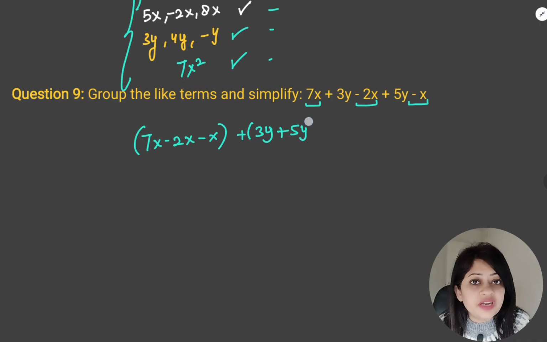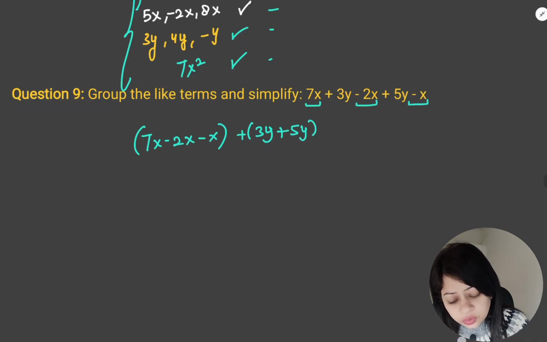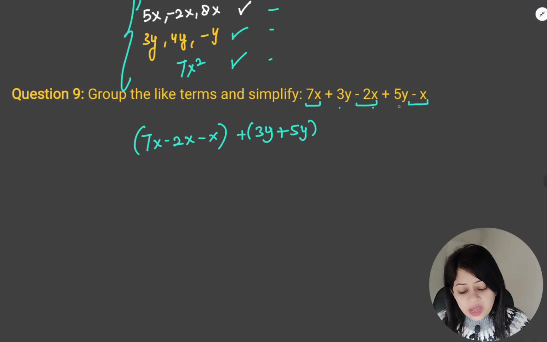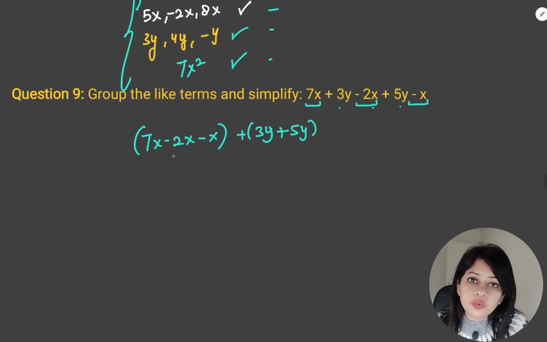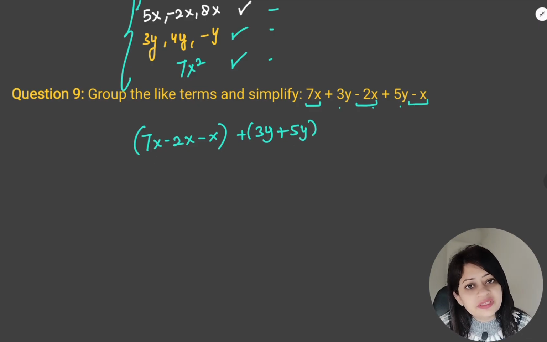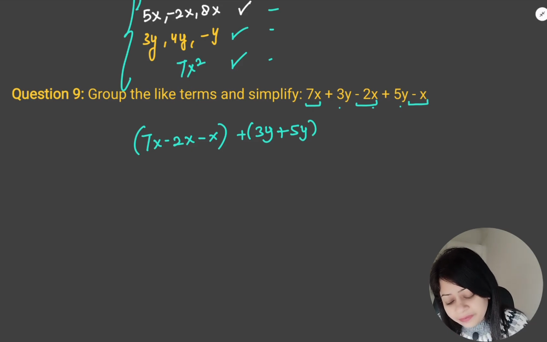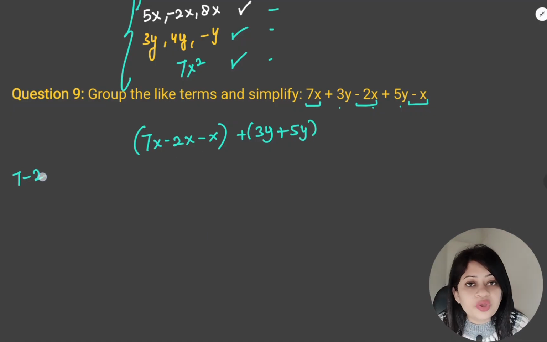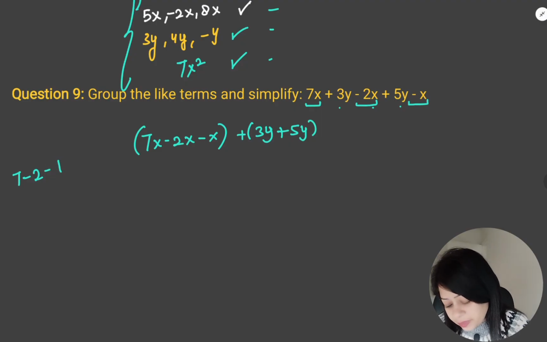We have 5 terms in this expression: 1, 2, 3, 4, 5. I wrote 3 terms together and 2 terms together. Why? Because I want to write like terms and unlike terms separately so that I can simplify them, right? Now I will simplify this. How will I simplify? If you have 7 minus 2 minus 1, how do you simplify them? 7 minus 2 is 5. 5 minus 1 is 4.